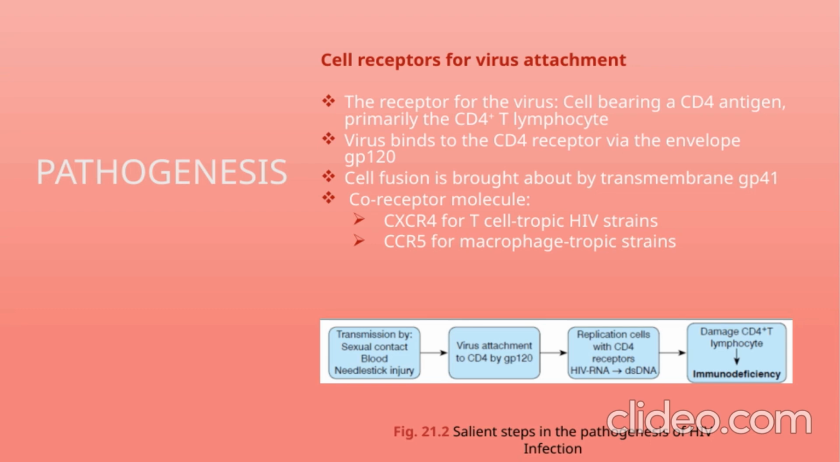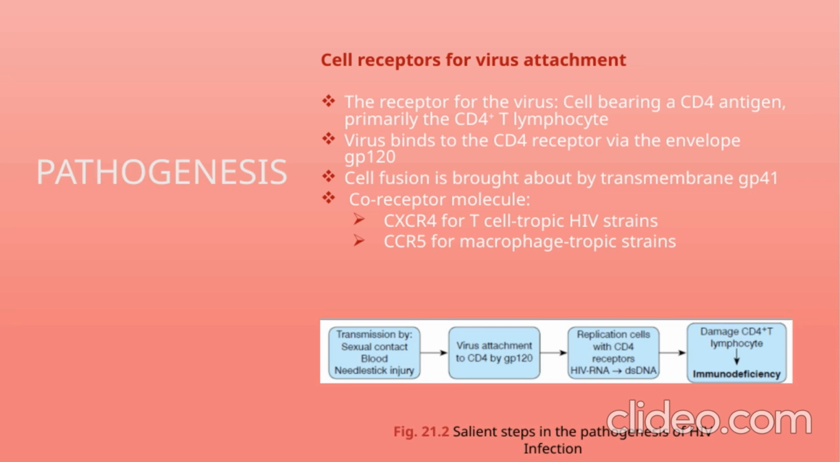Now, for the virus to effectively infect different cell types, it also relies on coreceptor molecules. There are two main coreceptors involved, CXCR4 and CCR5. CXCR4 is primarily used by T-cell-tropic HIV strains, which tend to infect T lymphocytes more efficiently. On the other hand, CCR5 is used by macrophage-tropic strains, which target macrophages.